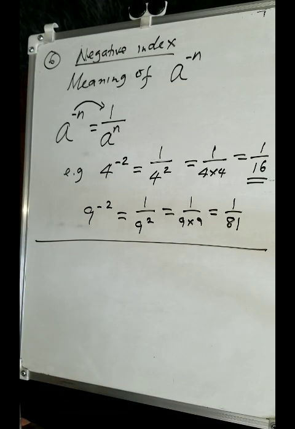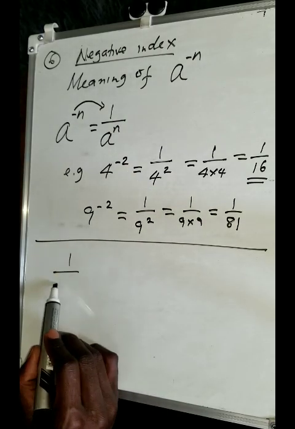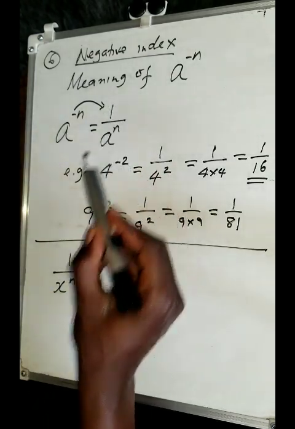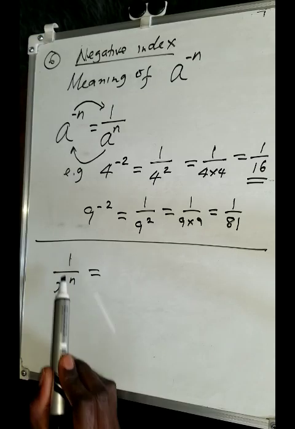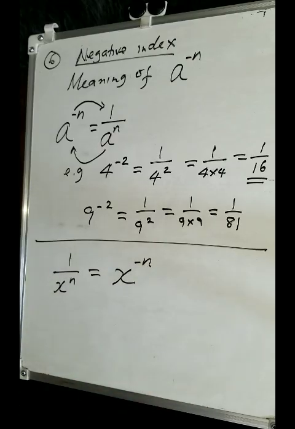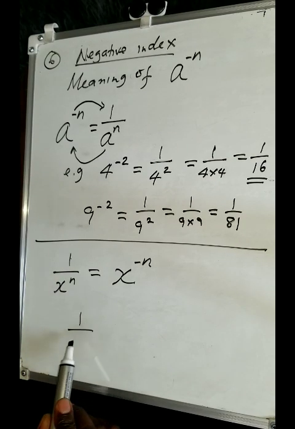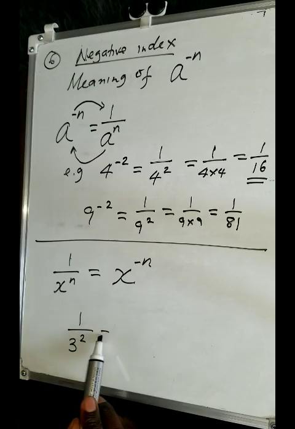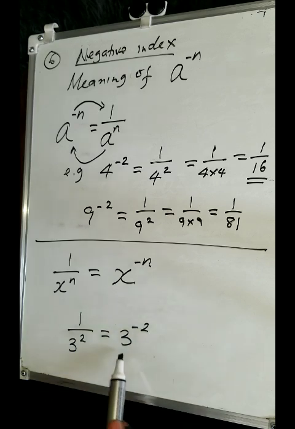Now, we can also do the opposite. When I have 1 over x raised to the power n, you can also go back like that, meaning you can drop this 1 and it will become a negative, so it will be x raised to negative n. Don't forget that it is just one and the same concept that we are dealing with. For example, if I had 1 over 3 raised to the power 2, I can drop that 1 and it will become 3 raised to negative 2. That's what we mean.